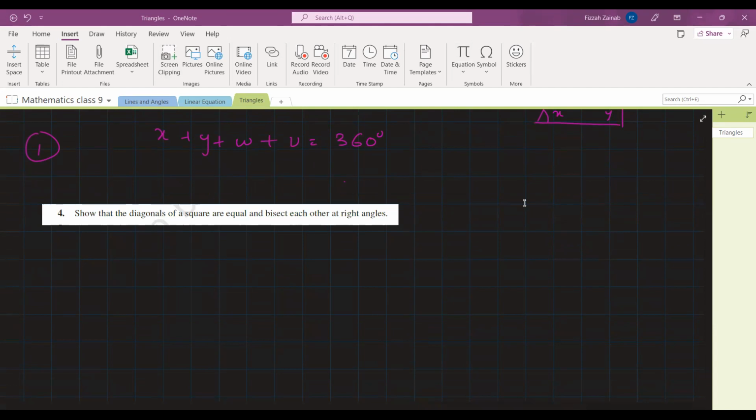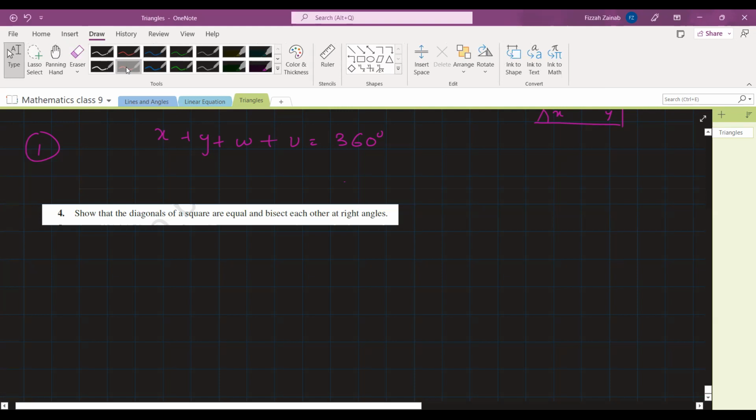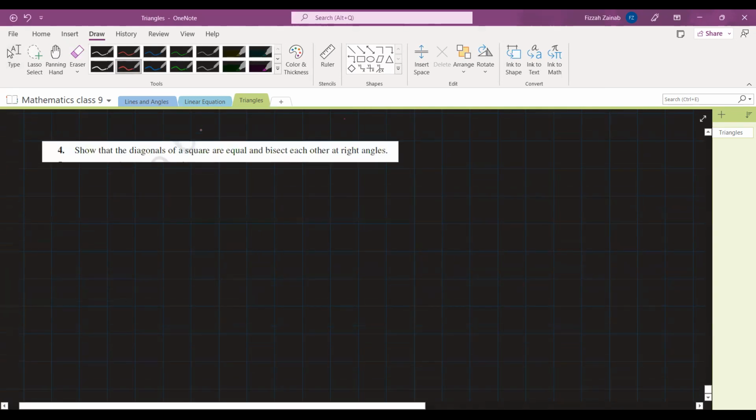Now see this question number 4, please, both of you. Show that the diagonals of a square are equal and bisect each other at right angle. So you have a square.